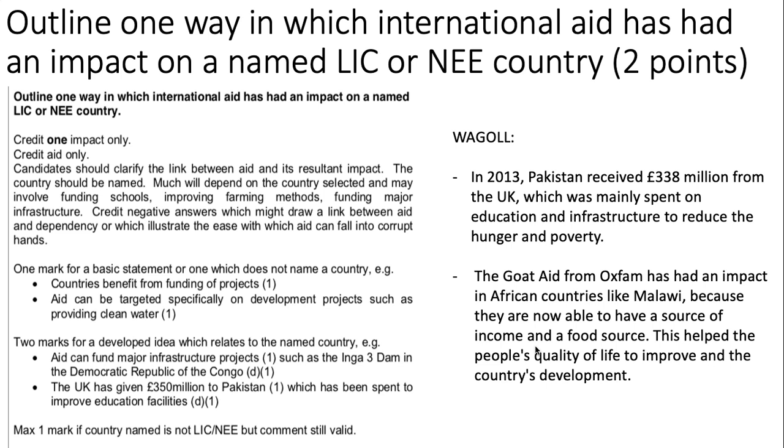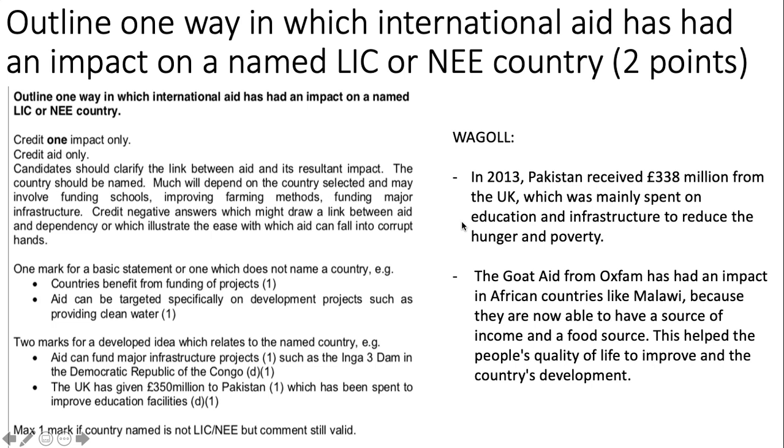Outline one way in which international aid has had an impact on a named LIC or NEE. Again, you had to make a point and you had to develop it. If you made a really valid point, but you didn't name a country, then you only got 1 mark because it says really clearly a named LIC or NEE country. And you didn't have to tell me whether that country was an LIC or NEE. You just had to name the country that you were talking about, and then the impact the aid has had on it.